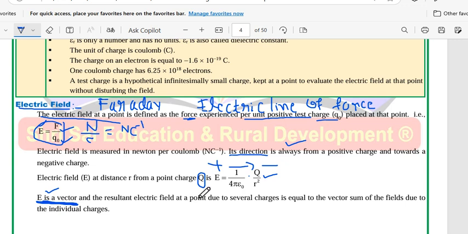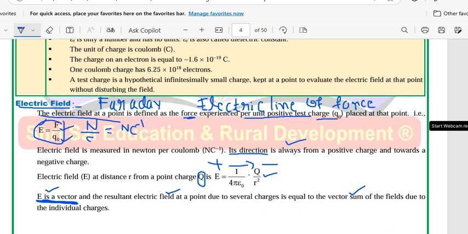The resultant electric field at a point due to several charges is equal to the vector sum of the fields due to the individual charges. I have said the charge has a property called additive nature. In the same way, there are several charges in a system, and the electric field at a point due to them is equal to the vector sum of the fields due to the individual charges.